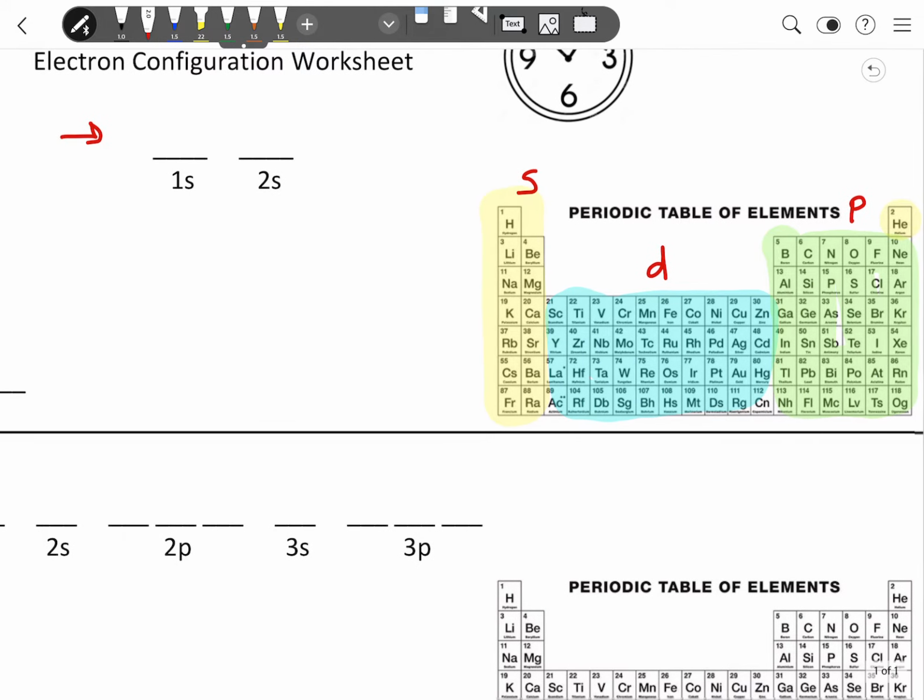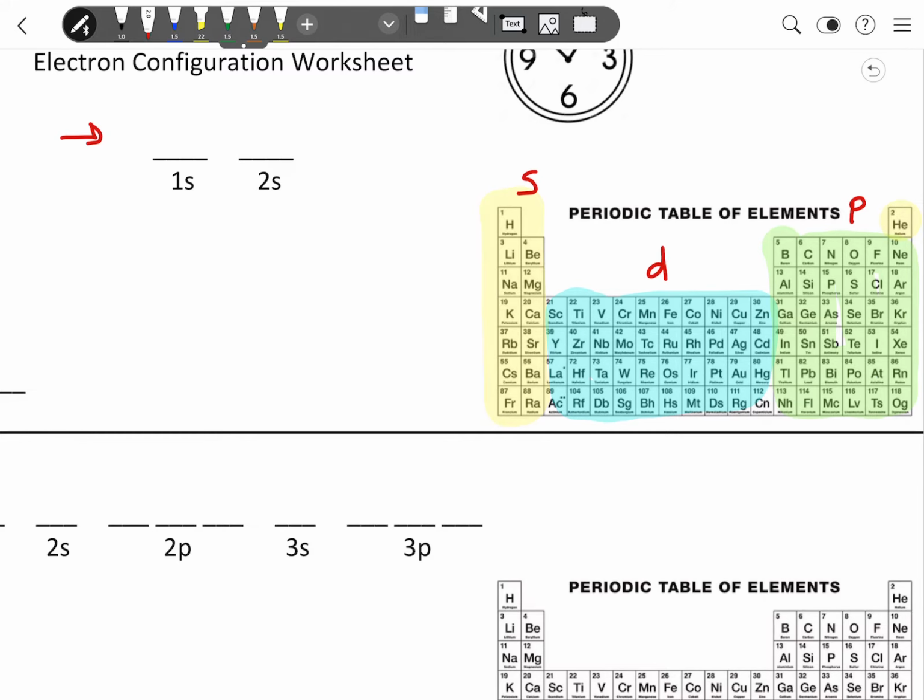So in 1s, that 1 represents the energy level. Energy level is the same as period, which is the same as a row. So every row is an energy level: energy level 1, energy level 2, energy level 3. When I say 1s, I mean energy level 1 and the S block. When I say 2s, I mean energy level 2, S block. If you said energy level 2, the P block would be over there. This would be 2p, because it's energy level 2, but it's the P block.